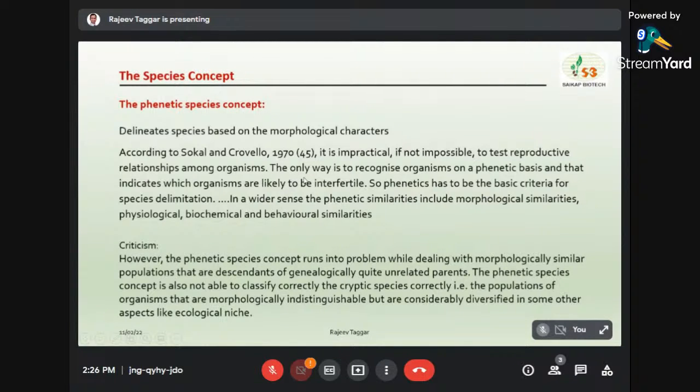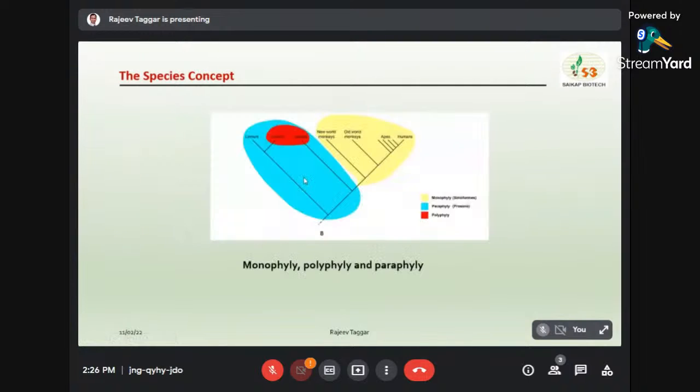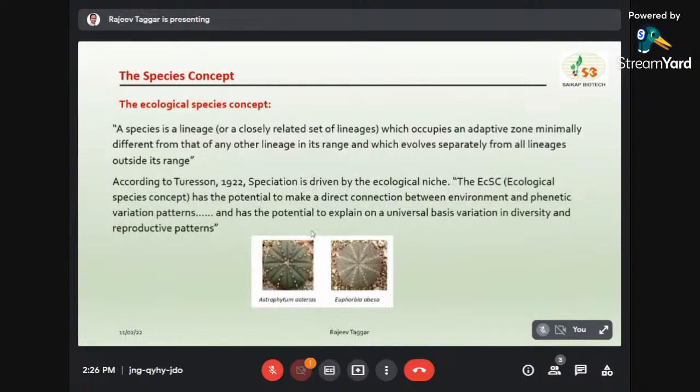Let me see if there is a picture here which I can show. Here, can we see this picture? One is Astrophytum, the other one is the Euphorbia. Both of these plants, we can see, are totally different plants, and this is a process called convergent evolution. That means even if they come from very different genetic lineages, and they are very, very different plants, they look so similar. So on the basis of morphology, we cannot say that.